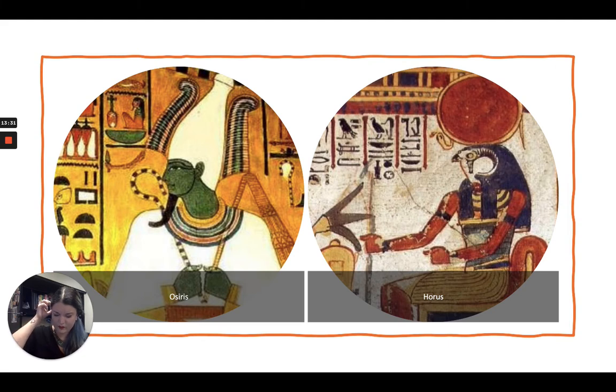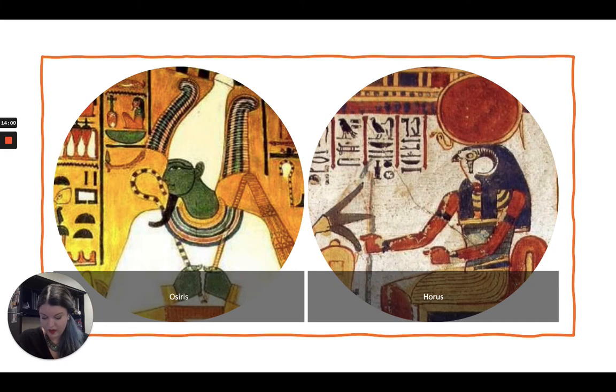Then we have Osiris. Osiris is often portrayed having a green face, like you see here. And Osiris is also the god of the dead, like Anubis. He kind of shares that. But he's also the god affiliated with dead kings, dead pharaohs specifically. And he's a god who represents order. So he's very important in the order and justice department as well.